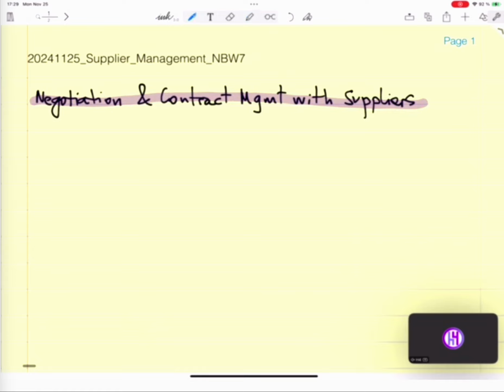So we will explore 5 points. The first one is negotiation strategies in supplier relationships. Second, key elements of supplier contracts. Third is contract monitoring and compliance. Fourth is renegotiation and conflict resolution. And the fifth is the role of technology in contract management. I hope you find this interesting. It's important to know the theory, but more important is to know the practical side. For that you need experience.